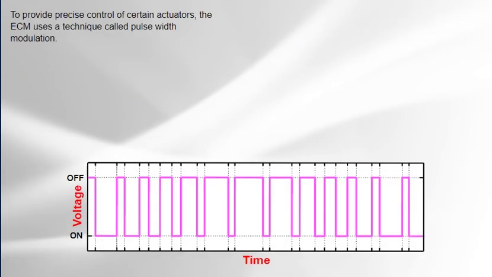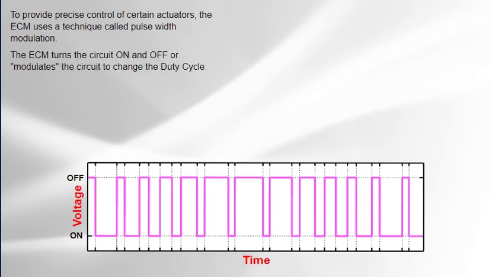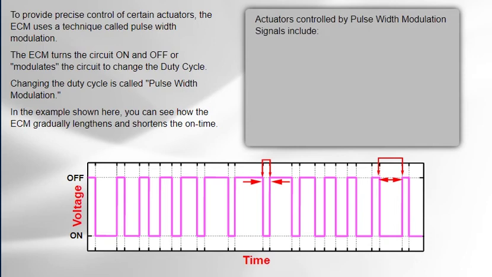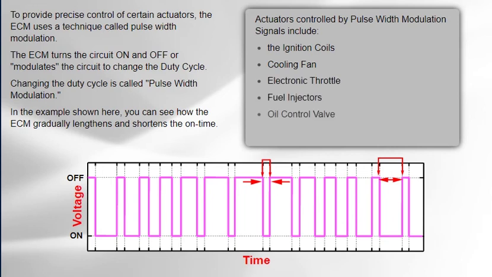To provide precise control of certain actuators, the ECM uses a technique called pulse width modulation. The ECM turns the circuit on and off, or modulates the circuit to change the duty cycle. Changing the duty cycle is called pulse width modulation. In the example shown here, you can see how the ECM gradually lengthens and shortens the on time. Actuators controlled by pulse width modulation signals include the ignition coils, cooling fan, electronic throttle, fuel injectors, oil control valve, and the alternator.